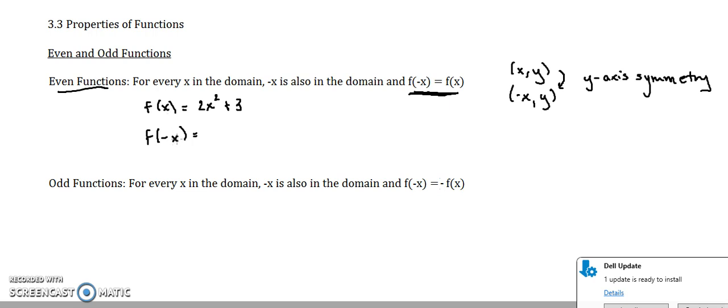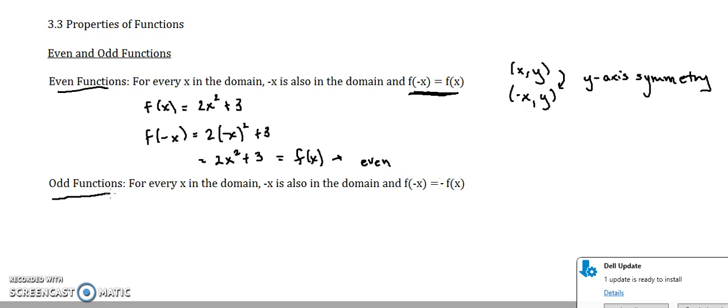So anywhere that there was an x is now going to become negative x. So we get 2 times (negative x) squared plus 3. And just like before, negative x squared is the same as positive x squared. So when we simplify, we get back to what we started with. And so we know that this is an even function. Okay, so when we plug in negative x, we get back to what we started with, and that makes it an even function, which means we have y-axis symmetry.